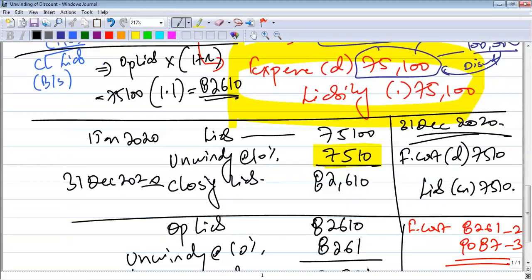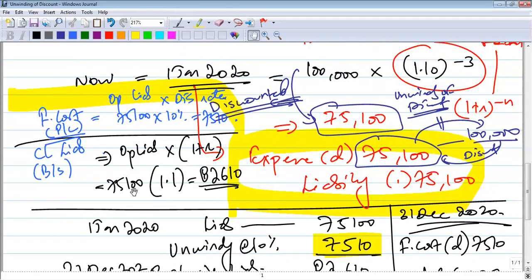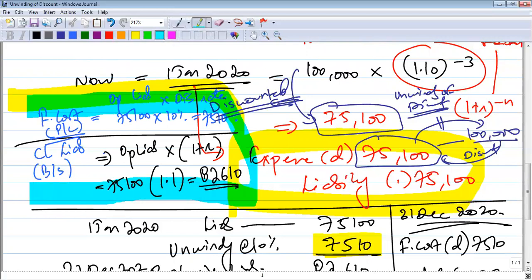So there are two ways. One is the way that I explained earlier: multiply the liability with the discount rate to get the unwinding, and add the unwinding to get the closing liability. If you wish to adopt the shortcut method, it is simply opening liability into discount rate, which gives you the finance cost, and opening liability into 1 plus R, which gives you the closing liability.